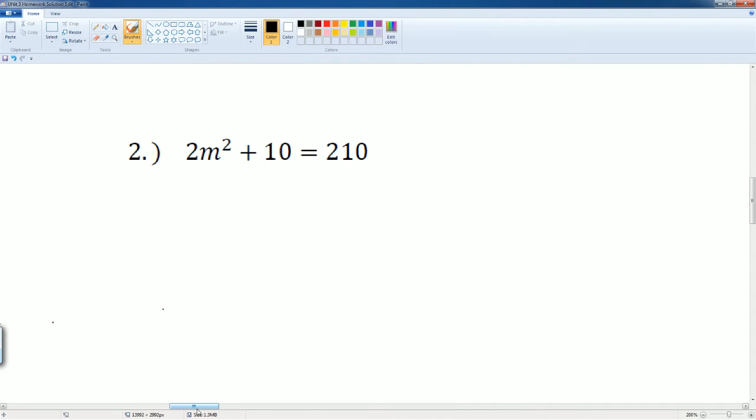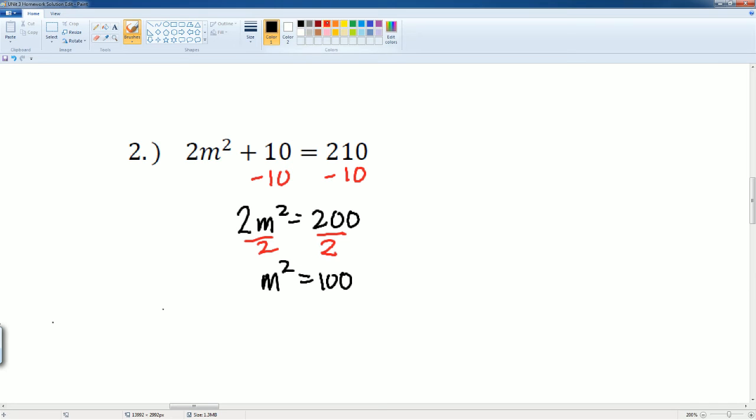Let's look at number 2 here. Same process. We want to move the constant to the other side. So minus 10 to the other side, leaving you with 2m squared is equal to 200. I see that 2 in front, so I'm going to divide by 2 to both sides, leaving you with m squared is equal to 100. I can now square root both sides because I'm trying to get rid of that exponent of 2. And now I get m is equal to plus and minus the square root of 100. But you know what the square root of 100 is. It's plus and minus 10.